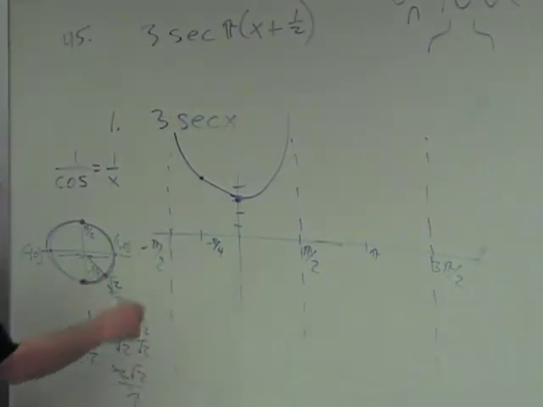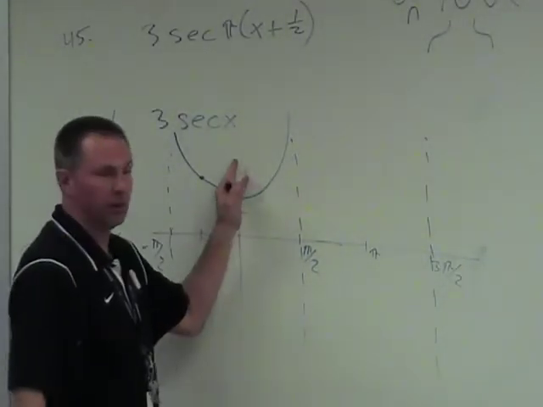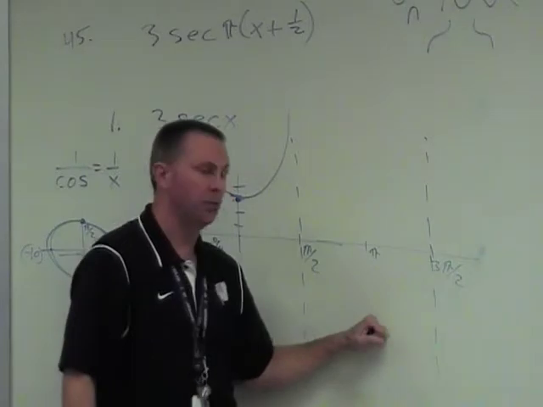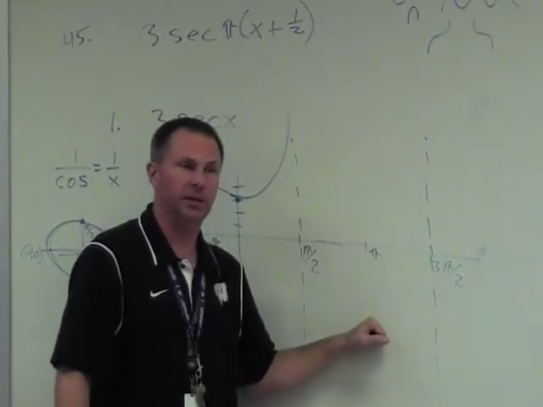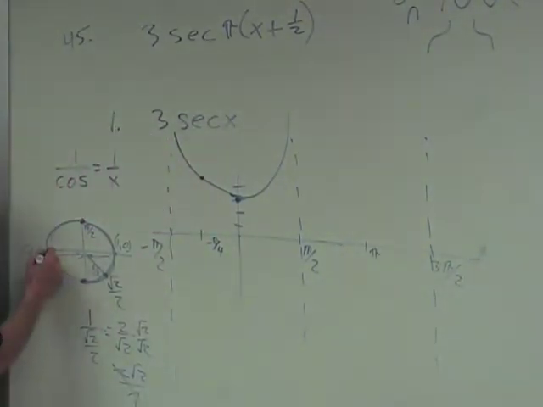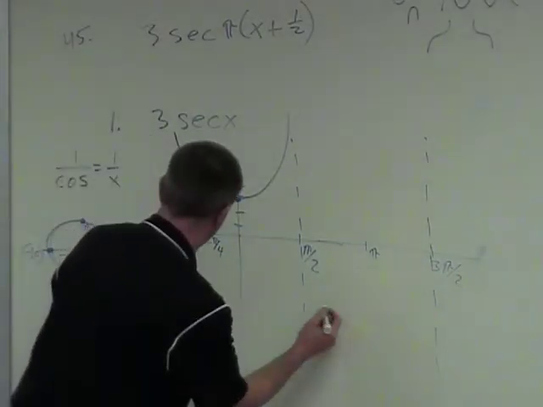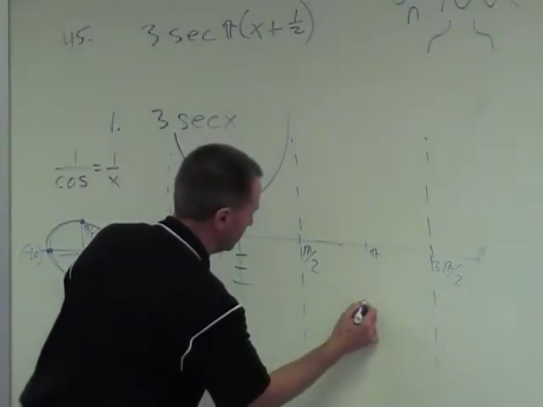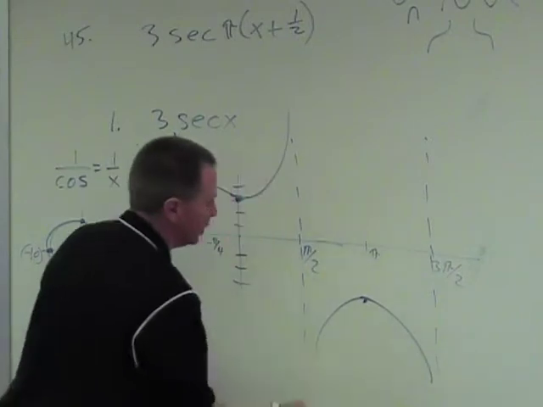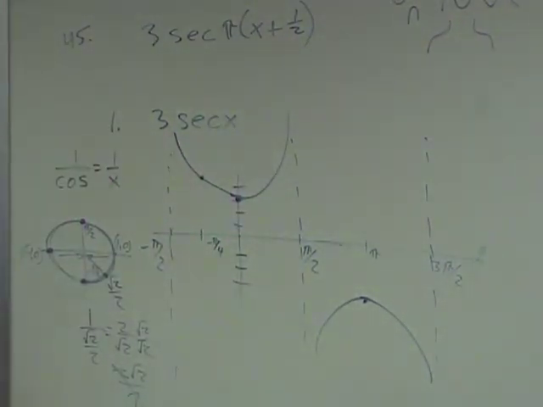Okay? So at this point, based on what I've just told you, the local maximum at pi should be negative 3. So at pi, what's the x value? Negative 1. What's 1 over negative 1? Negative 1. What's negative 1 times 3? Negative 3. Thank you. And it goes like that. You should know what the secant function looks like. This is how the test is going to start for the graphing.